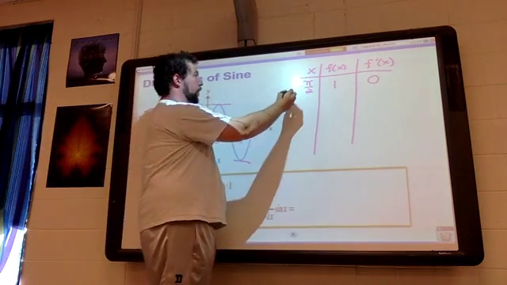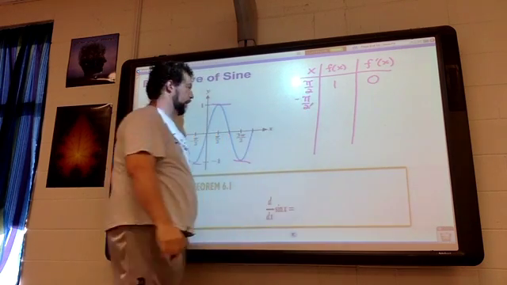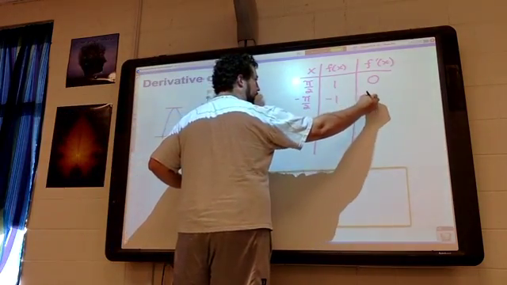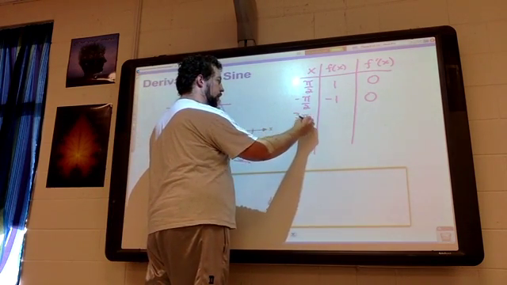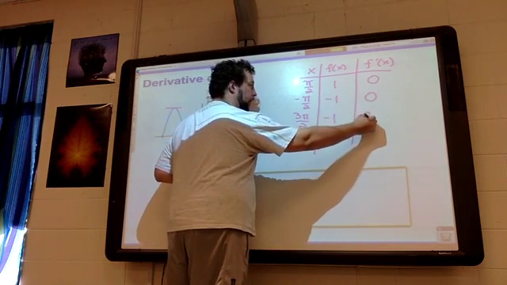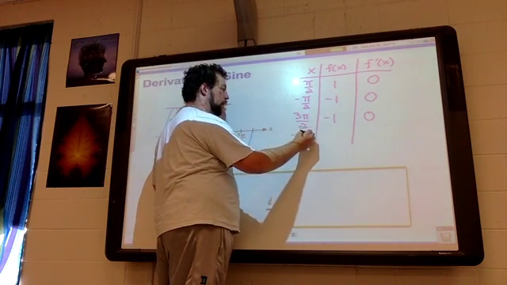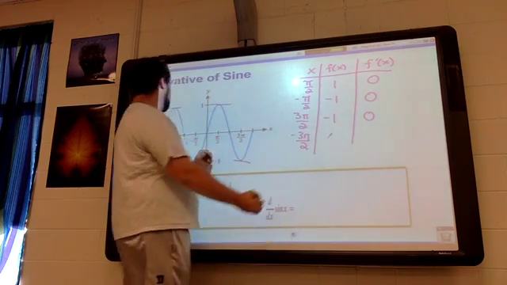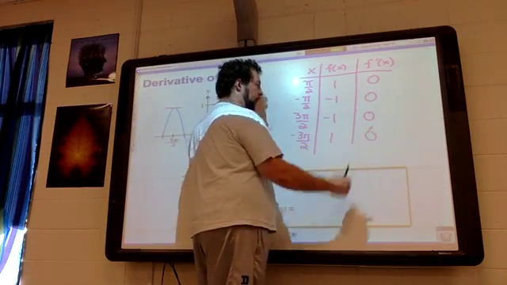So again, at negative pi over 2, that y value would be negative 1, but the derivative value would be 0. At 3 pi over 2, we have a function value of negative 1, but a derivative value of 0. And at negative 3 pi over 2, we had a y value of 1, but a derivative value of 0.